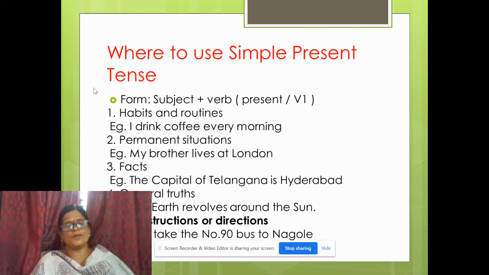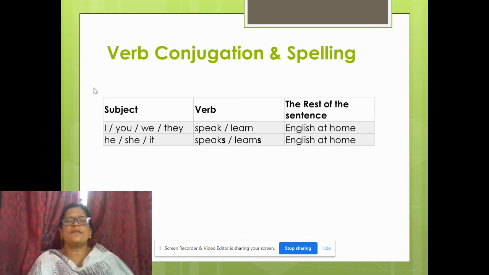If you watch channels which are related to food preparations and all, for the instructions and directions we use only the simple present form. So coming to the next one, we have verb conjugation and spelling.